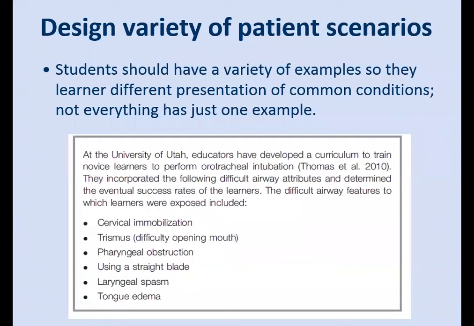In addition, you can see, for example, here, this is a study that was done, and it was represented in one of the AMEE guides, where they looked at intubation and they looked at different scenarios, and they started off with more basic scenarios of obtaining the intubation and proceeding to increasing difficulty scenarios, where now they would have to do things such as cervical immobilization, or where they would be confronted with trismus in a simulated patient and try to intubate that, pharyngeal obstruction, laryngospasm, tongue edema.